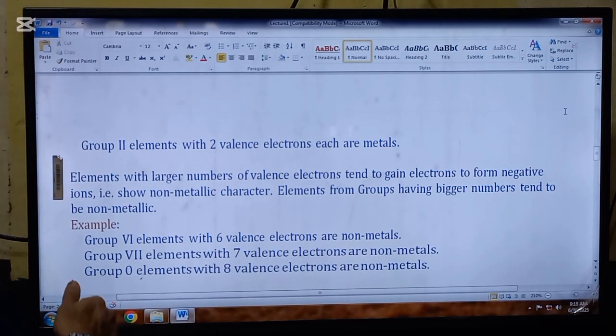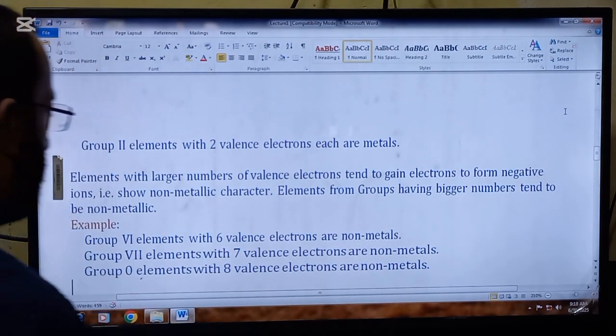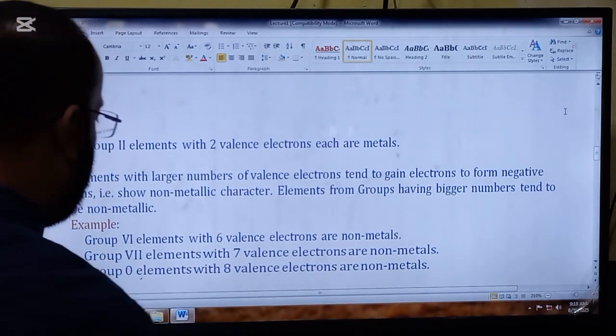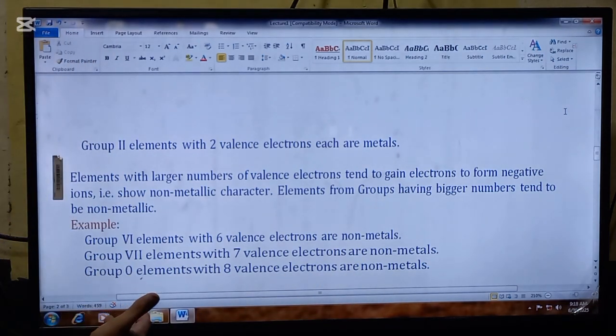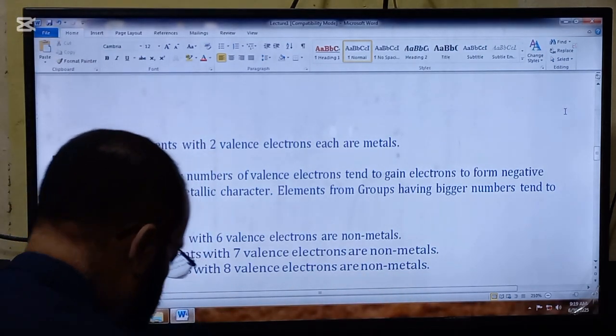So look now, here are some examples. Group 6 elements with 6 valence electrons are non-metals. Group 7 elements with 7 valence electrons are non-metals. Group 0 elements with 8 valence electrons are non-metals.